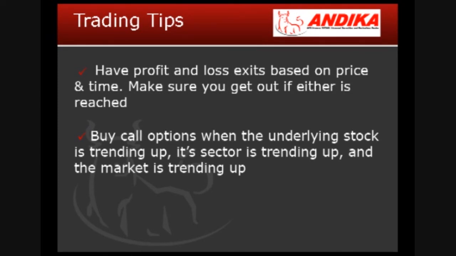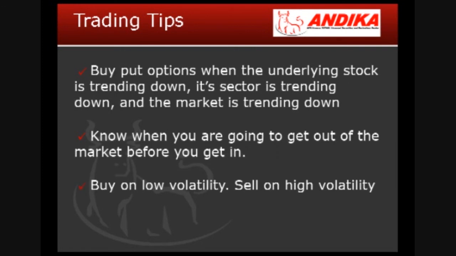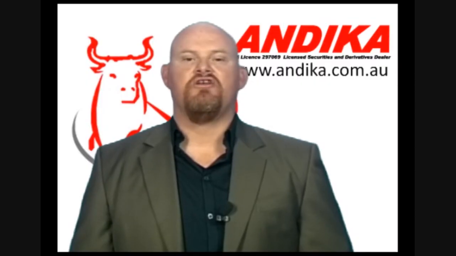stock is trending up, its sector is trending up, and the market is trending up. Vice versa, buy put options when the underlying stock is trending down, its sector is trending down, and the market is trending down. Know when you're going to get out of the market before you get in, and buy on low volatility and sell on high volatility.